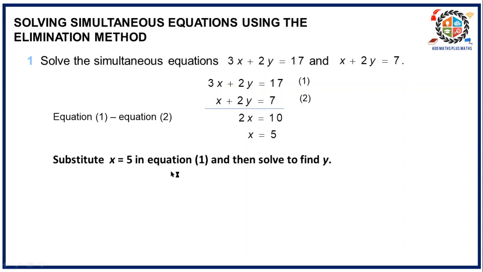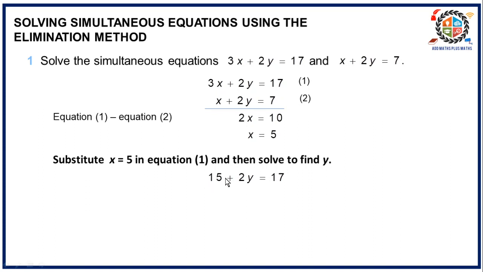So let's substitute it in equation number 1. You can also use equation number 2, but in this presentation, I'll use equation number 1. If I substitute into equation 1, it becomes 15 plus 2y is equal to 17. Why 15? Because 3 times 5. Remember, x is 5. 3 times 5 is 15 plus 2y is equal to 17.